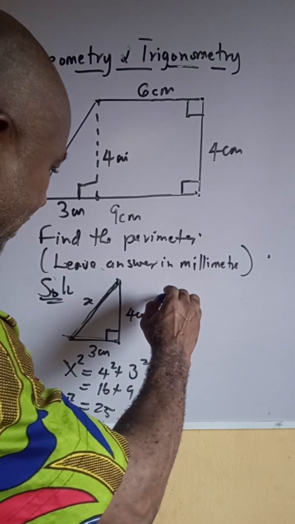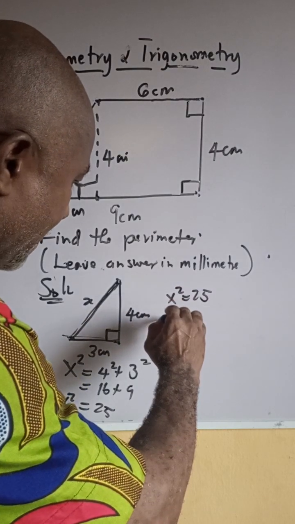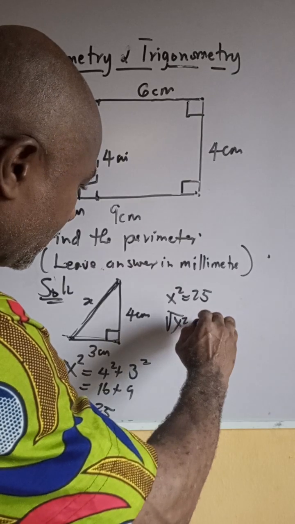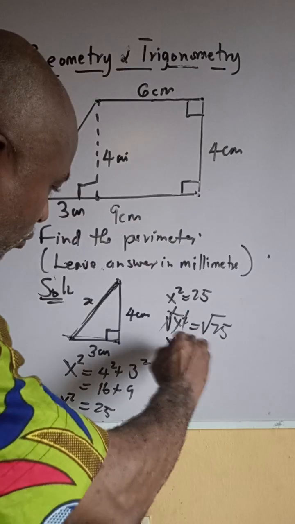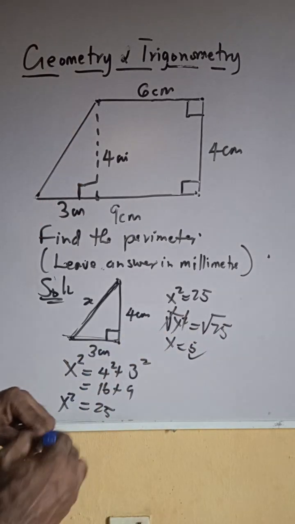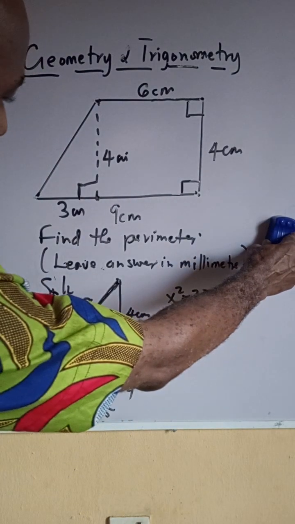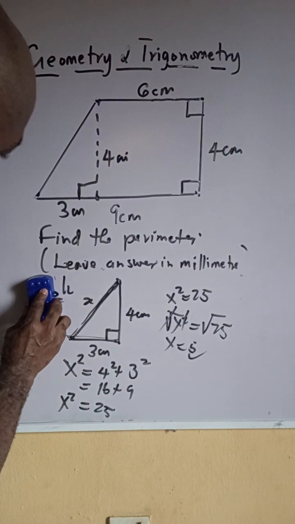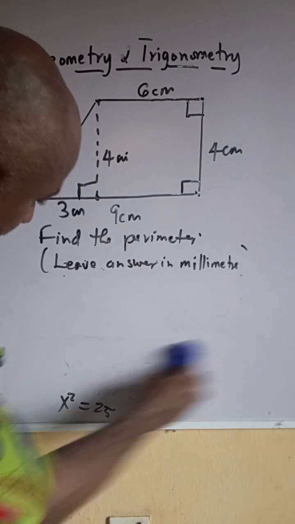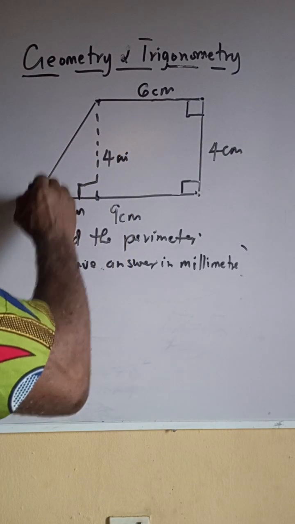Now, if we take the square root of both sides, the 2 here cancels the square root side. We have x is equal to 5. So from here to here is 5 centimeters. Okay. Now let me wipe off this portion so that we make progress. Now we have been able to establish that from here to here now is 5 cm.